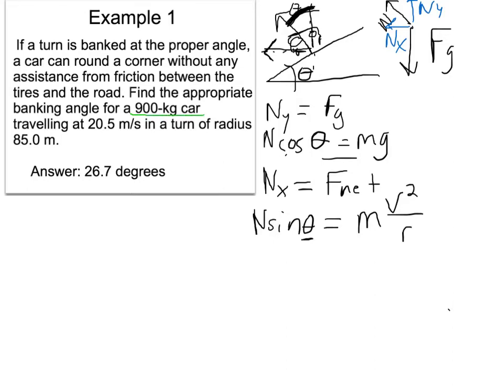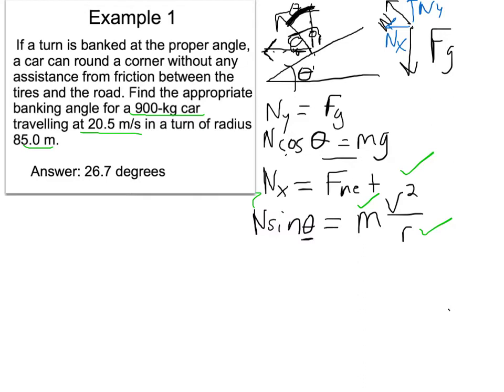The car has a mass of 900 kilograms, so I know the mass. Speed of 20.5 meters per second, I know the velocity. Radius of 20.5 meters, I know the radius. But I don't know the normal force, so this I don't know.